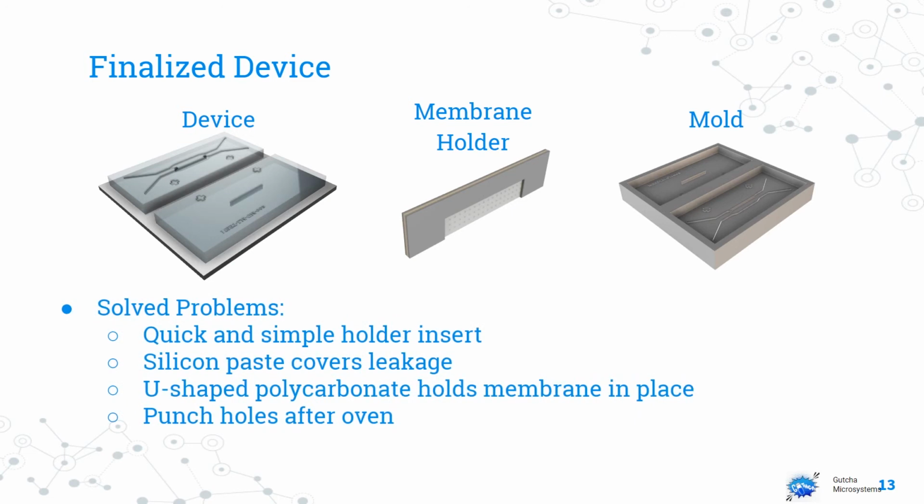And again, just to recap the problems we solved using this changed membrane holder. It was quicker to insert because we didn't have to hold the membrane or the holder on both sides with an exposed membrane. The silicone paste covered the leakage. Similar to our past iteration, the U-shaped polycarbonate sheet held the membrane in place and made sure it was sturdy. And then we could later on punch the holes in the PDMS device after plasma treating it.